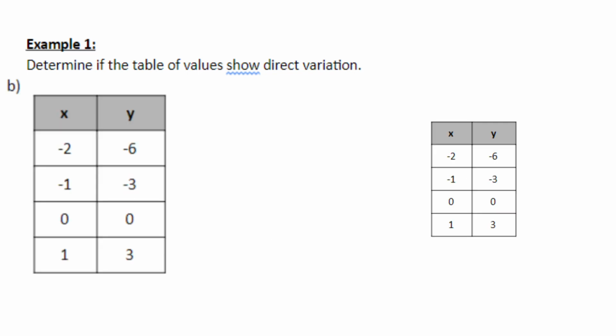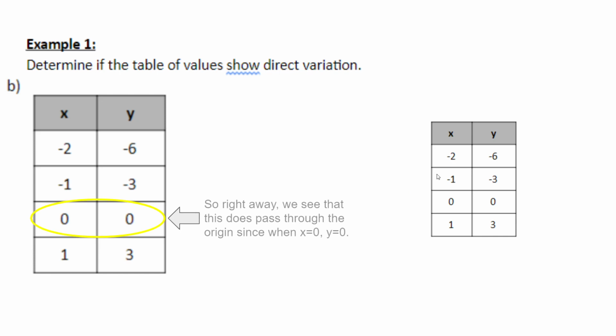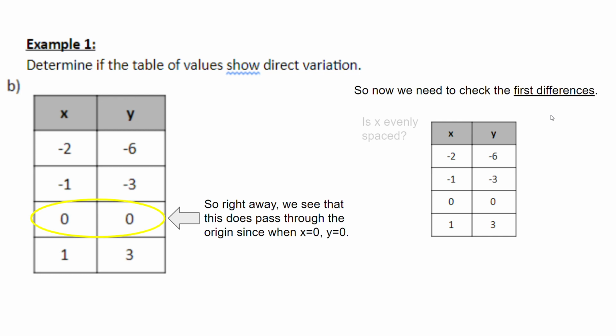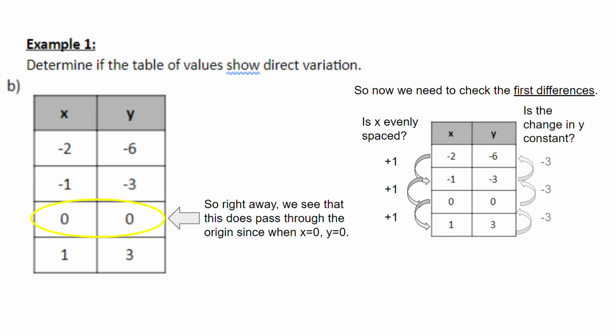Now we have our second table, and I copied it twice, so these are the same table. Now notice that it does go through the origin, so right away that satisfies our first condition. But our second condition is that it still needs to be a straight line, so we need to check the first differences. Now we need to see, is x evenly spaced? In this case, yes it is. And is the change in y constant? In this case, yes it is.